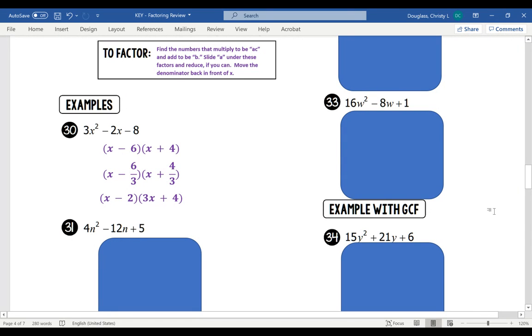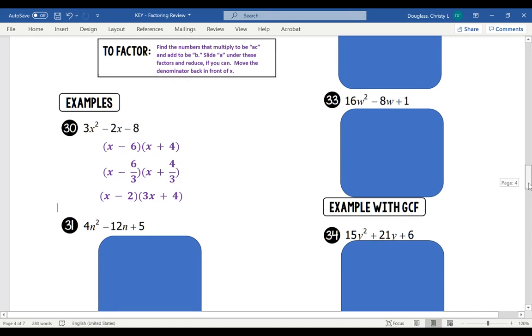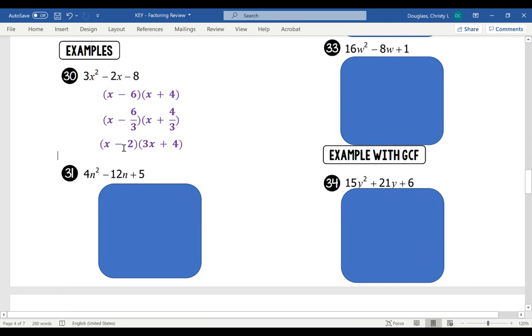So we will practice. In number 31, again, we have the trinomial in the right order, ax squared plus bx plus c, where a is 4, b is negative 12, and c is 5. Since the leading coefficient is not 1, we must multiply a and c together. 4 times 5 is 20. I would write that down, 20. That's important. We need to find two numbers that multiply to equal 20, but add to equal negative 12, our b term.